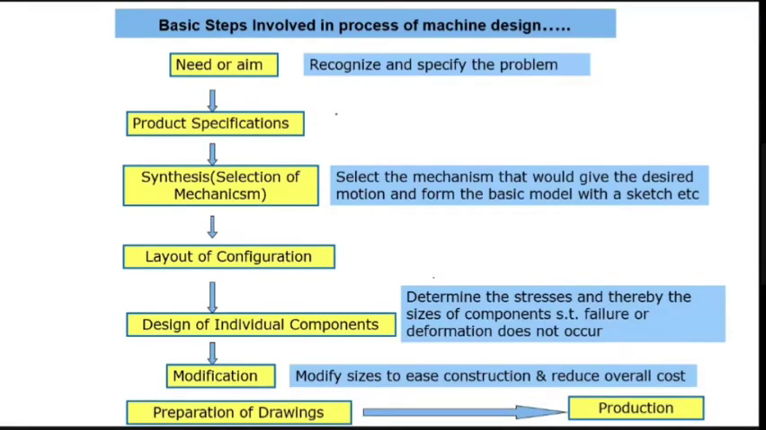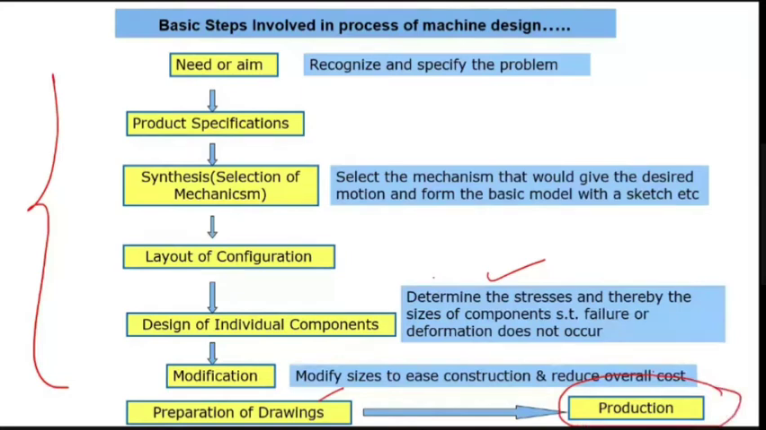Then product specification: you have to specify some products. Then synthesis is a selection of mechanism. Then design of individual component, that is determining the stresses and thereby the sizes of components. Then modification: whenever you are designing something, you cannot directly get the final result. You have to continuously do some modification, and then drawing. And once all this is done, finally you will go for the production.